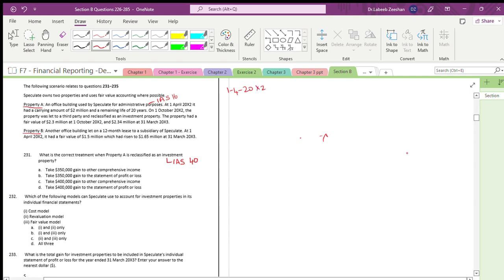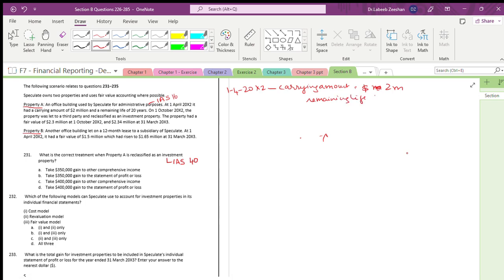2002. Okay, it is the carrying amount. How much is the carrying amount? It is 2 million. Okay, 2 million. Fine. And the remaining life is how much? The remaining life. See, these are very important. Remaining life is how many years? 20 years.